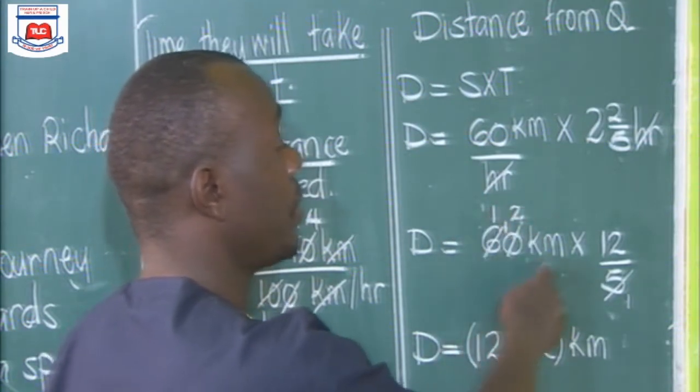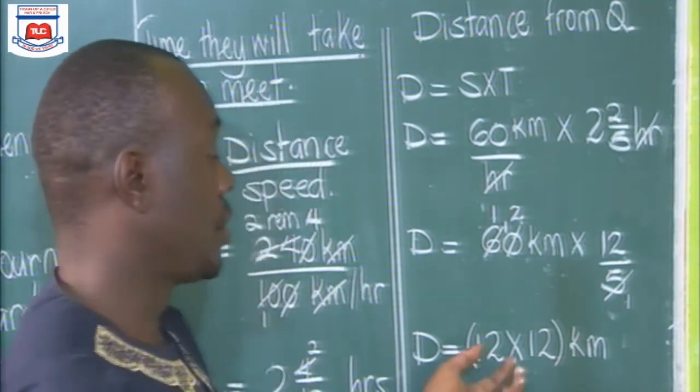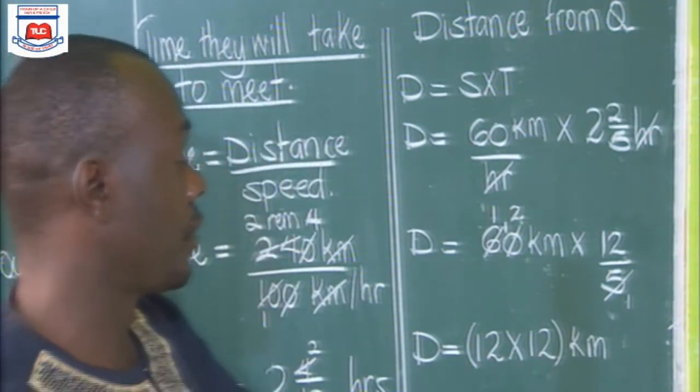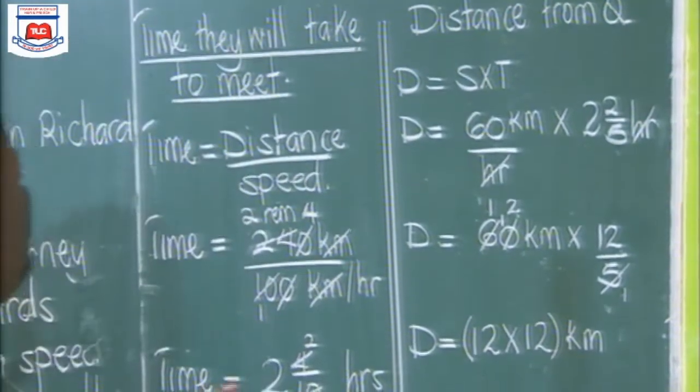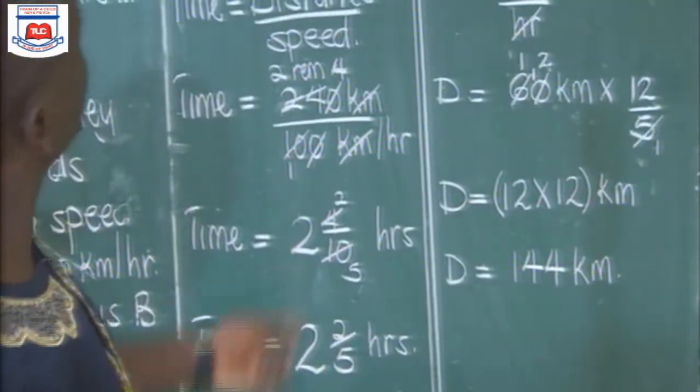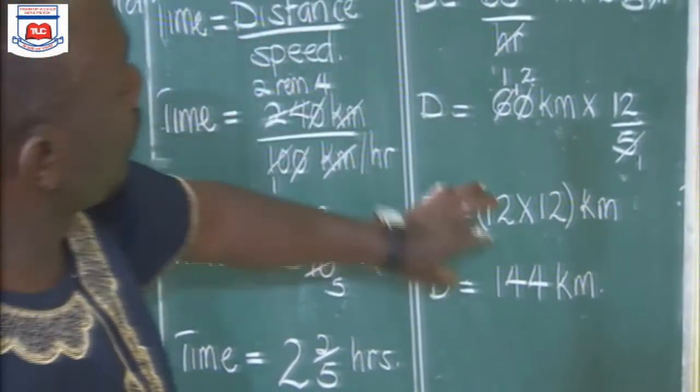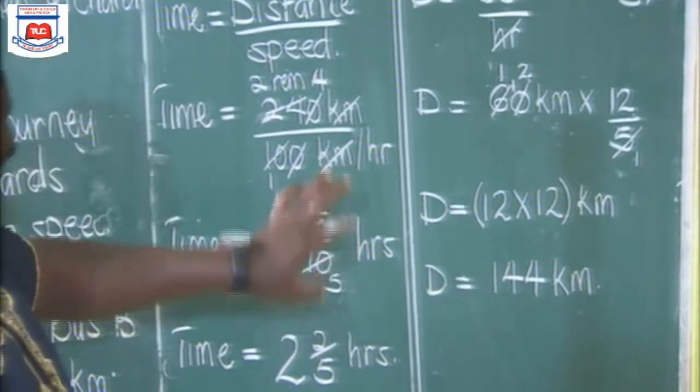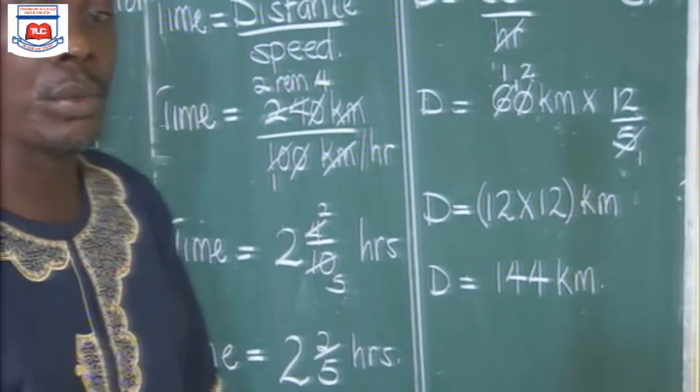Hence, remaining 12 kilometers times 12, and 12 times 12, you get 144 kilometers. Therefore, after 144 kilometers from Q, these two buses will meet.